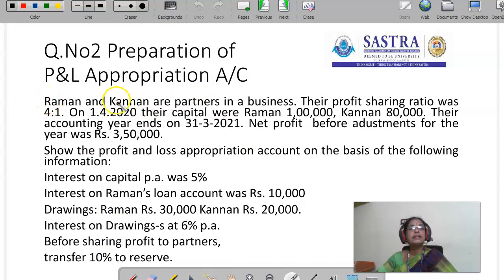That is, the names of the partners are Raman and Kannan. Profit sharing ratio is 4:1. Capital is 1,80,000. Then net profit before adjustment is 3,50,000. Interest percentage on capital is 5%. Then interest on loan is 10,000, drawings are 30,000 and 20,000, but the date of drawing is not given, so we have to calculate interest on drawings for 6 months only. Interest on drawings is at 6% per annum. Before sharing the profit to partners, transfer 10% to reserve. These are all the information given in the partnership accounting problem. So we have to prepare the P&L appropriation account.